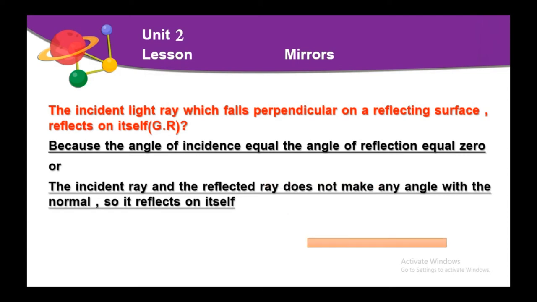Yes. As you see in this figure, when light falls perpendicular on the reflecting surface, it will return back. Why? When light falls perpendicular on the reflecting surface, it will return back or reflect on itself. Perpendicular means the angle between the normal and the incident light ray or reflected light ray equals 0.